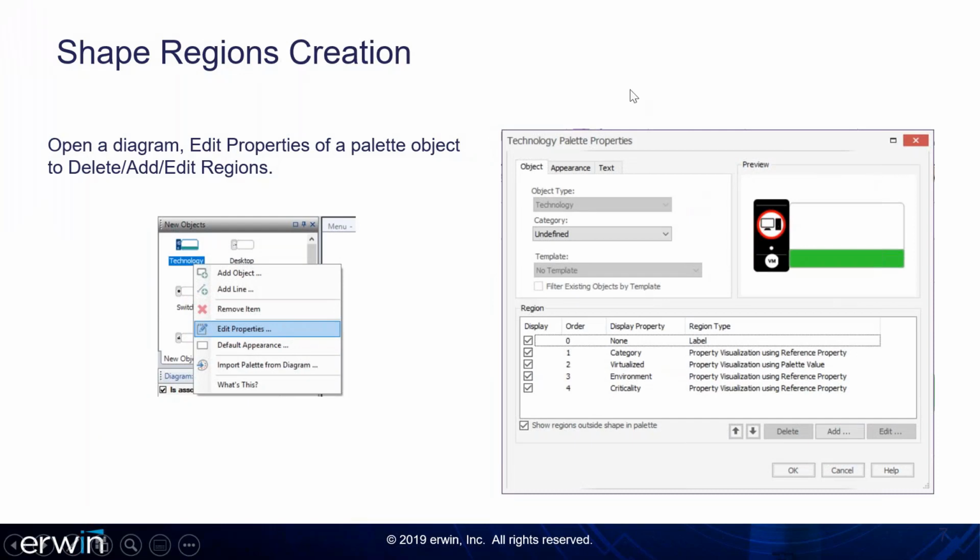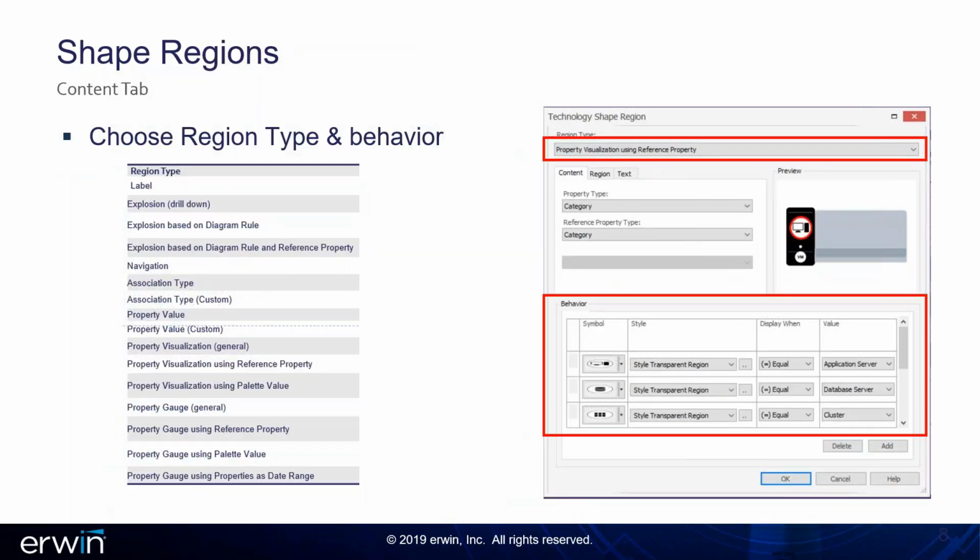Now, in order to create shape regions or edit existing ones, you would need to open up the diagram where that object exists that you wish to modify. Right-click on the object, and in our case, we're going to work with a technology object. So right-click on the technology object, edit properties to be able to choose the shape regions. And you'll notice right away all the shape regions that are currently there, and you can create your own or modify an existing one. So the first thing you need to do is choose the region type and behavior that you're working with. So in this case, we have property visualization using reference property.